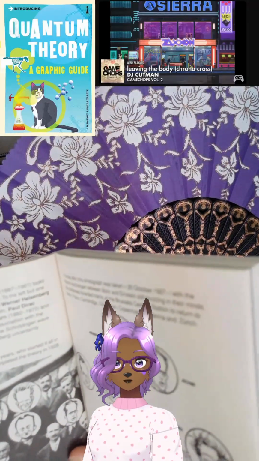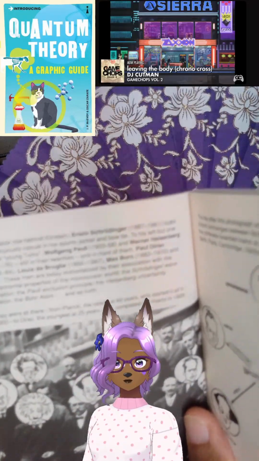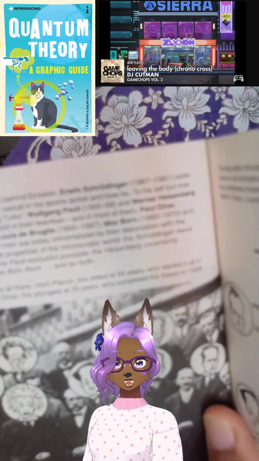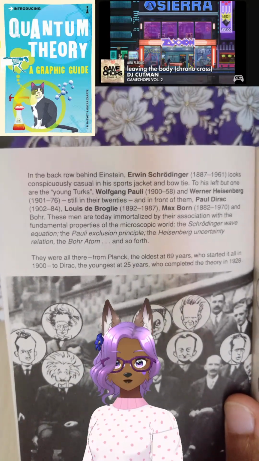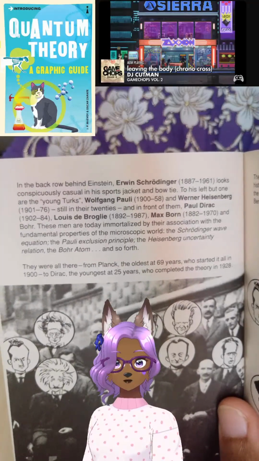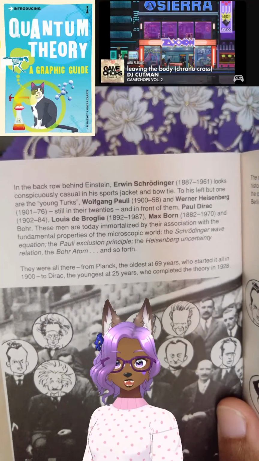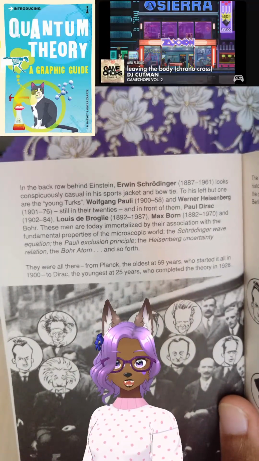Okay. Let's see. Next page. Got a big old block of text at the top. Let's see if we can get you in here. There we go. Maybe you can read along. In the back row behind Einstein, Erwin Schrödinger, 1887 to 1961, looks conspicuously casual in his sports jacket and bow tie.